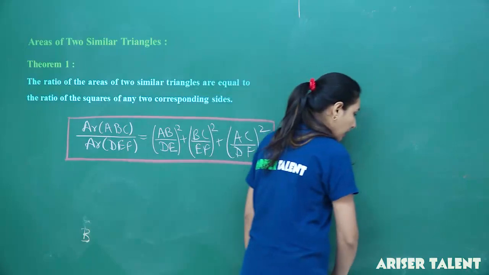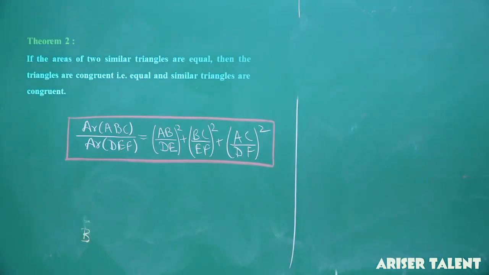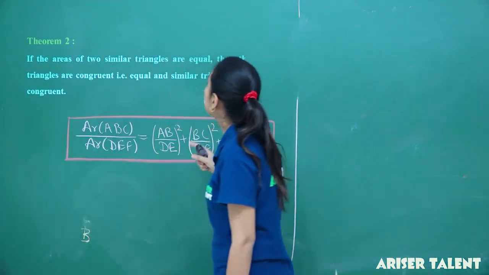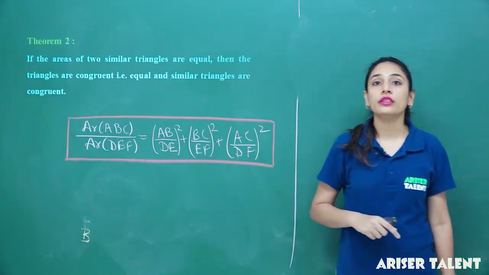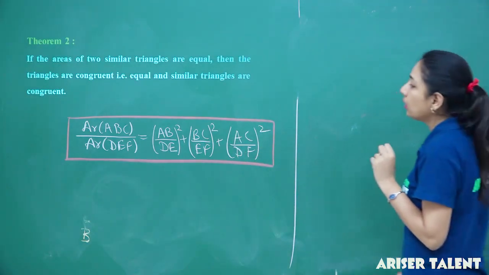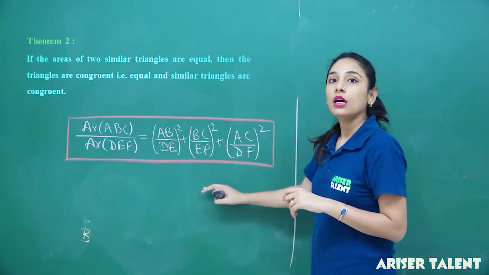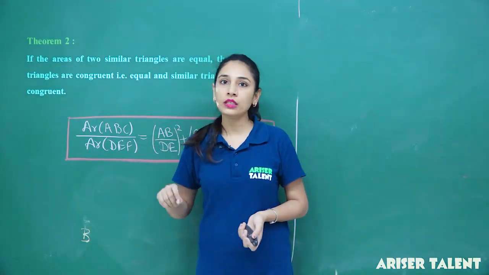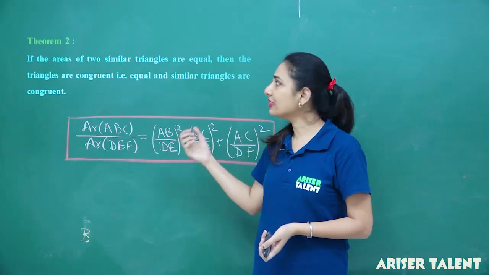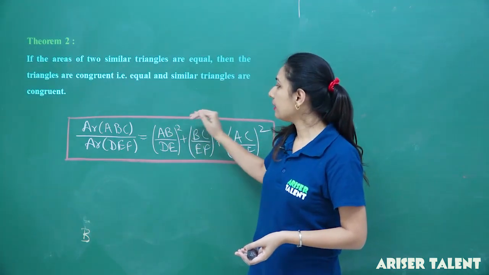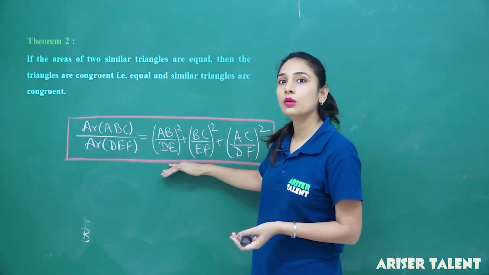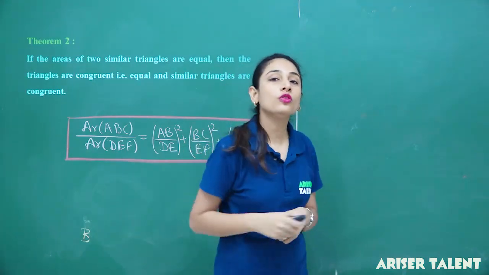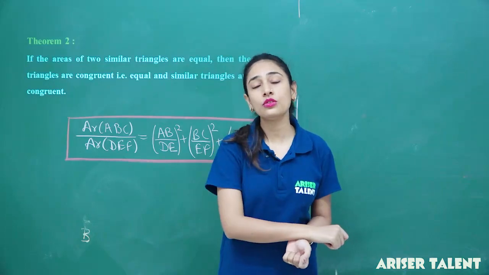Now look at our next theorem, which is: if the areas of two similar triangles are equal, then the triangles are congruent, that is, equal and similar triangles are congruent. Okay students, so with the help of this concluded theorem, I will be proving this theorem. So you can try to prove this, and it's very simple. If you carefully look at this particular proven statement, you can easily prove this theorem. So do one thing, try to prove this. We will be meeting in the next lecture. Okay students, thank you.